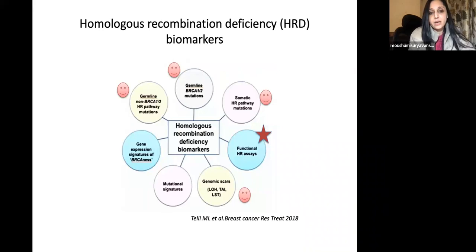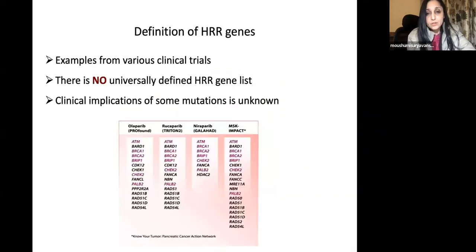And they are usually not used as a routine test. Then gene expression signatures of BRCA can also be seen, but these are not used as a test. So what we are using are germline BRCA and germline non-BRCA, the other HRR pathway genes. These are the biomarkers which are already available in routine diagnostic practice in cancer patients. So coming to the HRR genes, there is no universally defined list of homologous recombinant repair genes, but there are various trials which have used HRR genes, and the gene list is different in different trials.